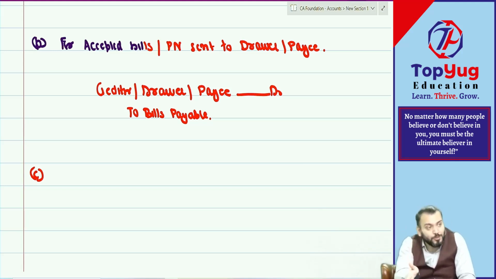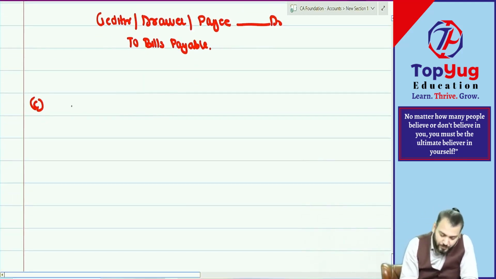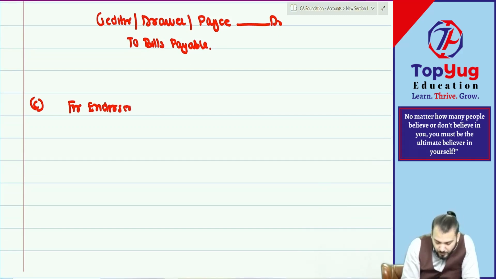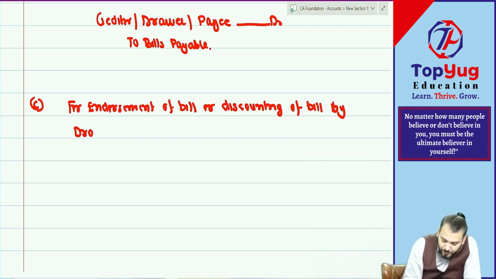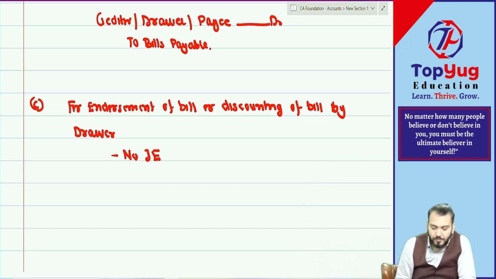Are you able to understand what I am saying? So it means for endorsement or discounting, no journal entry in the books of drawee. Chalega? Only for one note I will give. Madam. For endorsement of bill or discounting of bill by drawer, no journal entry in the books of drawee.